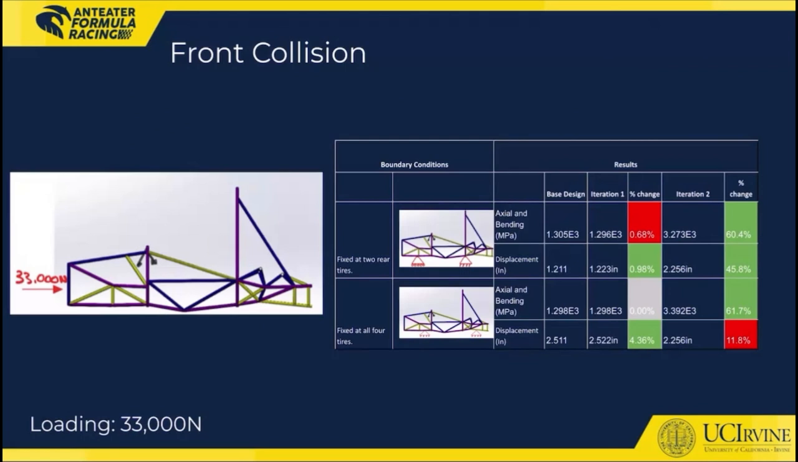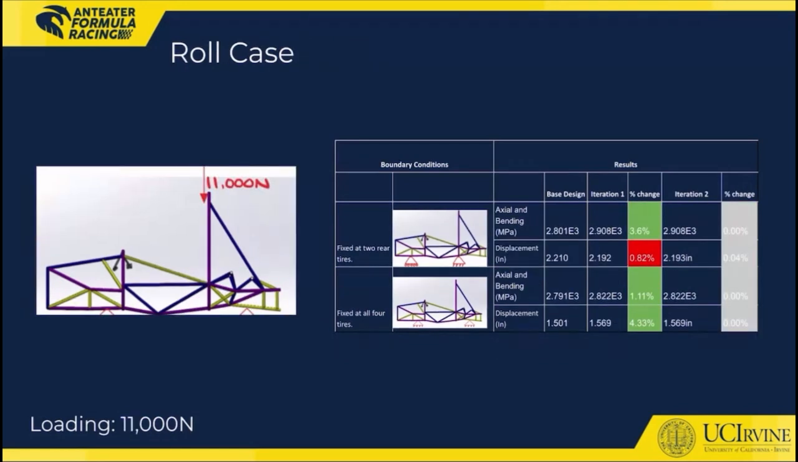The first analysis was a 33,000 newton impact to the front of the car. The second design iteration greatly increased the displacement and stress, which reduces the effects felt by the driver. The second analysis was an 11,000 newton impact to the top of the car simulating a roll. The chassis performed great with the base design deforming the perfect amount to protect the driver. This left small changes to displacement and stress with each iteration.